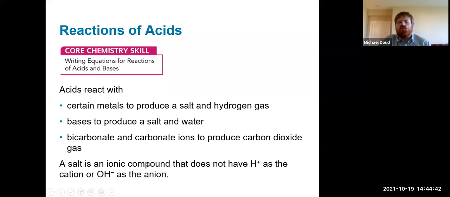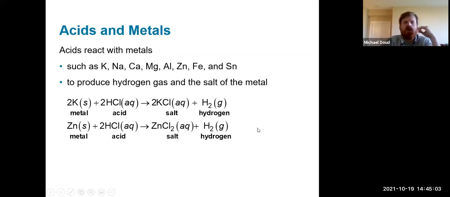So when we say the word salt, it's important to note here, just like we mentioned in lab, that a salt is an ionic compound. And this ionic compound, crucially, cannot have either hydrogen as its cation or hydroxide as the anion. It just has to be some ionic compound. It's kind of a generic word for an ionic compound. Okay, so the types of reactions that can occur.